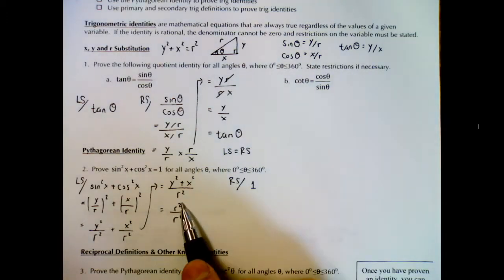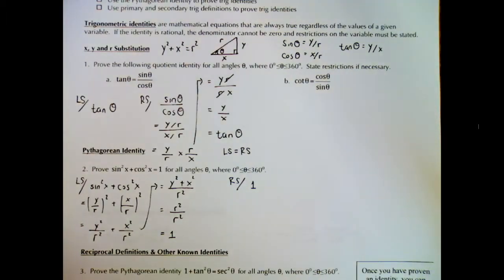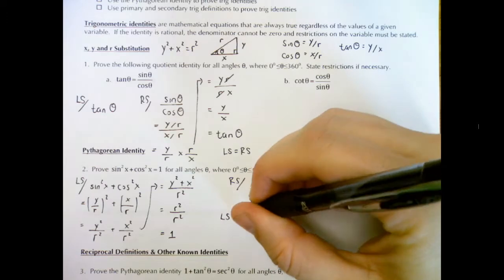And now we have R squared divided by R squared. That is 1. So we have proven the identity. We can say left side equals right side.